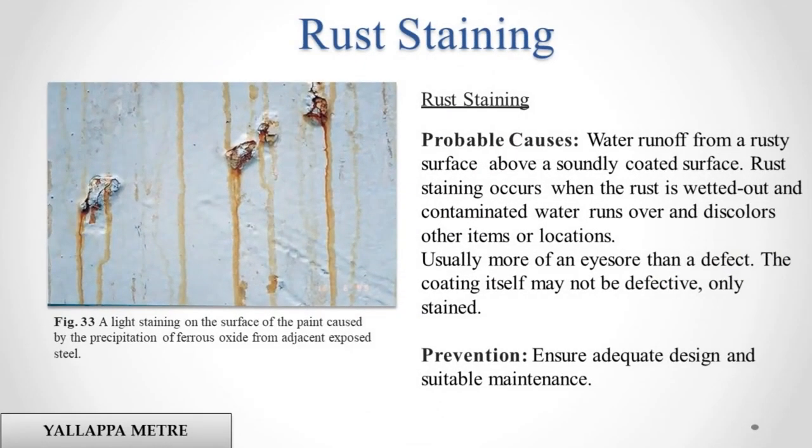Rust staining. Probable causes: water runoff from a rusty surface above a soundly coated surface. Rust staining occurs when the rust is wetted out and contaminated water runs over and discolors other items or locations. Usually more of an eyesore than a defect. The coating itself may not be defective, only stained. Prevention: ensure adequate design and suitable maintenance.